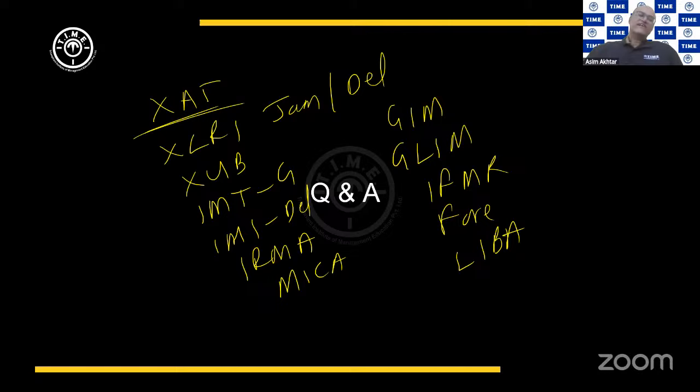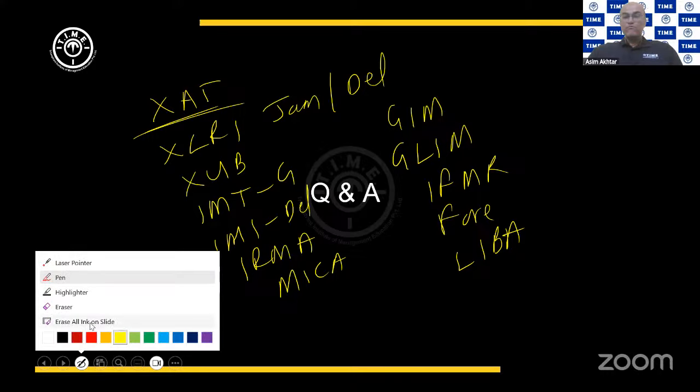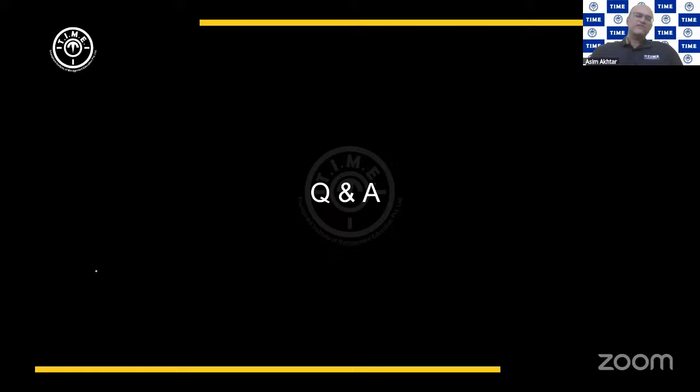So do consider writing XAT. God forbid if your CAT did not go well, you don't need to panic. Write XAT so that you will have a very good backup option in place.